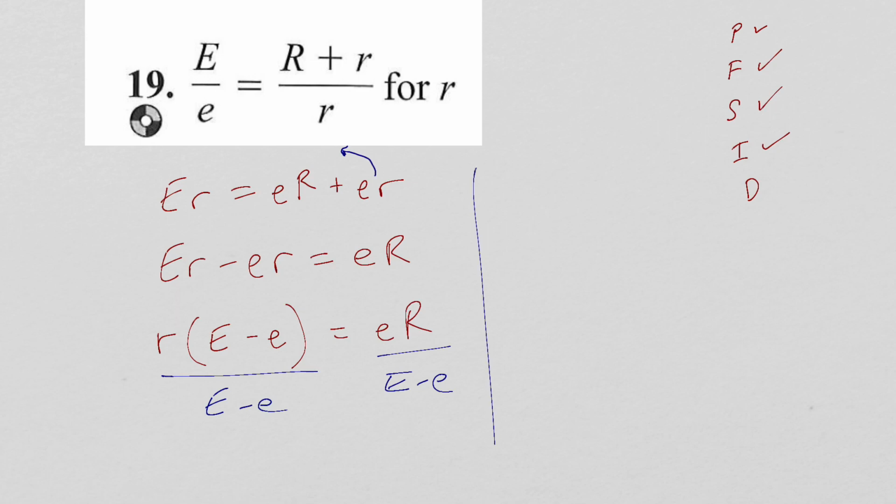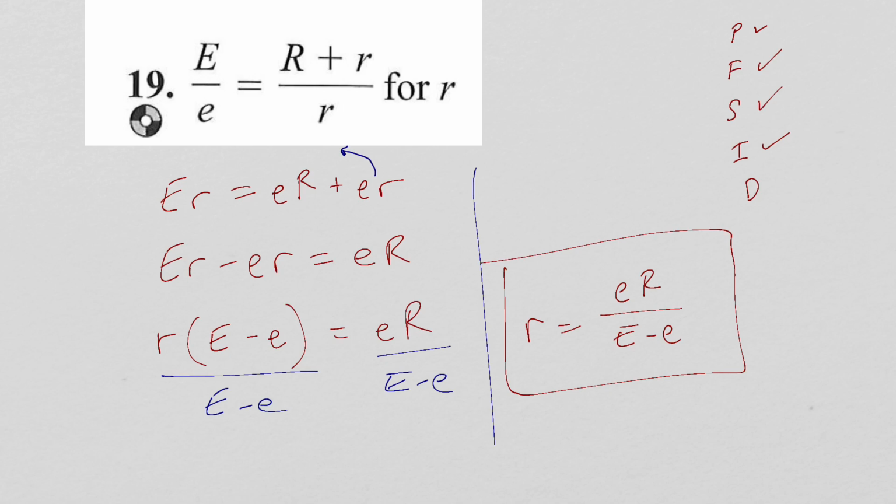So we're going to get R is equal to ER over E minus E. And that's it. Okay, we're going to use a proportion to solve this. So there's always going to be 2 situations. You make one fraction from each of the situations and make them equal to each other. That's a proportion. So let's do this.